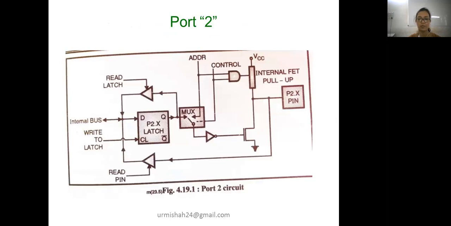Now the next port is port 2. This we will be discussing in the next session. Up till now, revise the circuitry of port 0 and port 1. Today we have discussed the internal structure of the I/O ports of the 8051 microcontroller. The remaining ports are port 2 and port 3, which we will be discussing in the upcoming session.